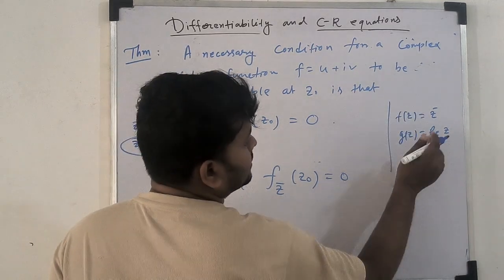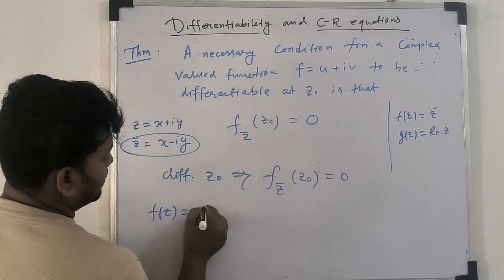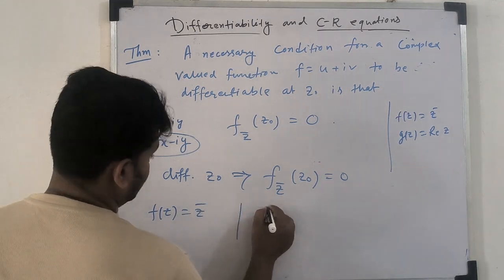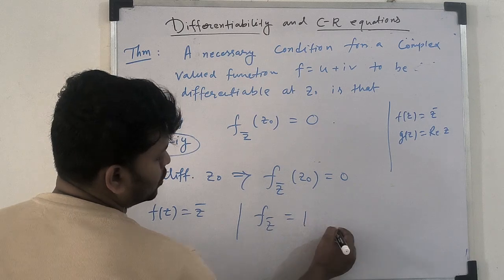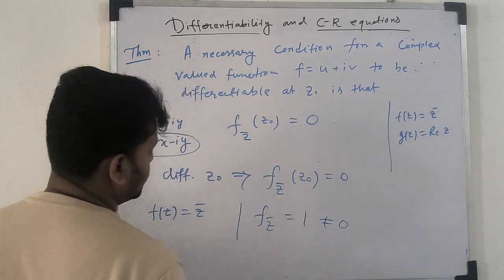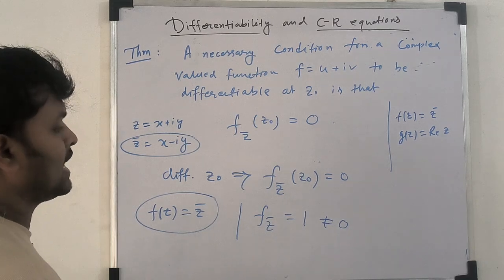Like if we take this function, f of z equal to z bar, from this we can see f_z bar equals 1. At any point this is not equal to 0. So this function is not differentiable at any point.